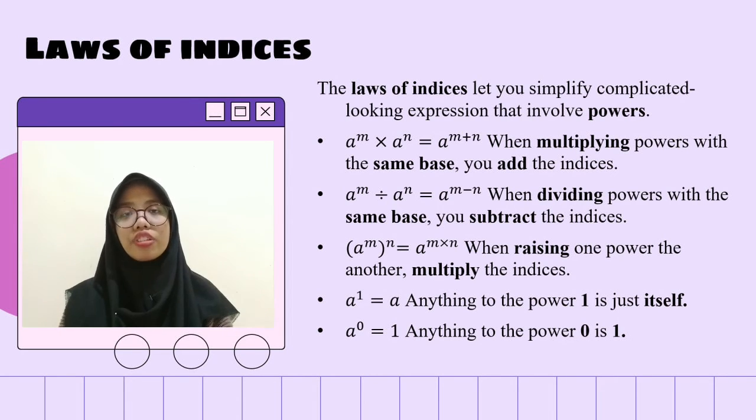Next, a to the power of 0 equals 1. So, anything to the power of 0 is 1. For example, 5 to the power of 0 equals 1. 10 to the power of 0 equals 1. And 19 to the power of 0 equals 1.